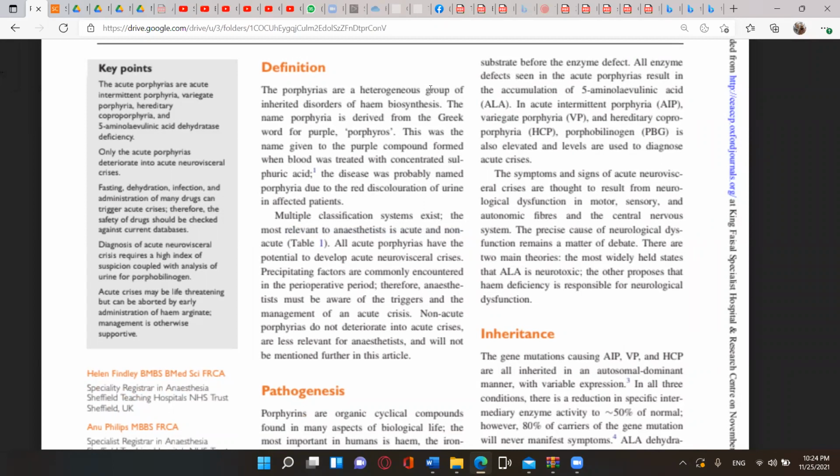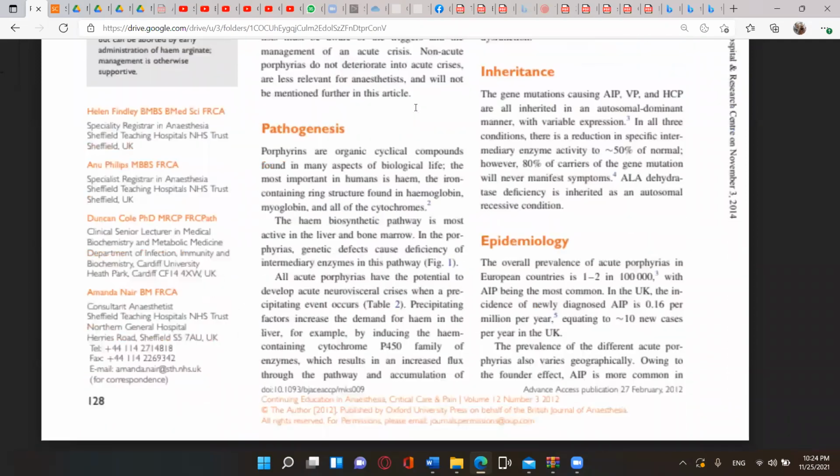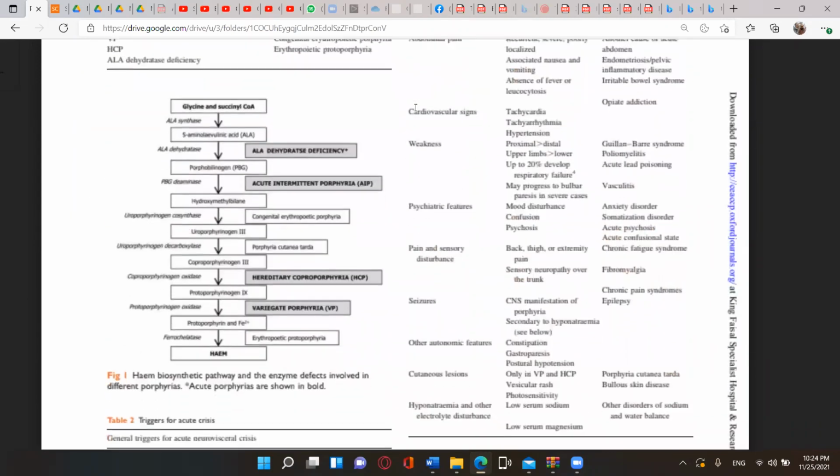As was said, it is a heterogeneous group of inherited disorders of heme biosynthesis. There is a problem in the heme, and the basic concept is that there is a problem in the enzymes. If there is a problem in any specific step, the intermediary products before that enzyme will accumulate.